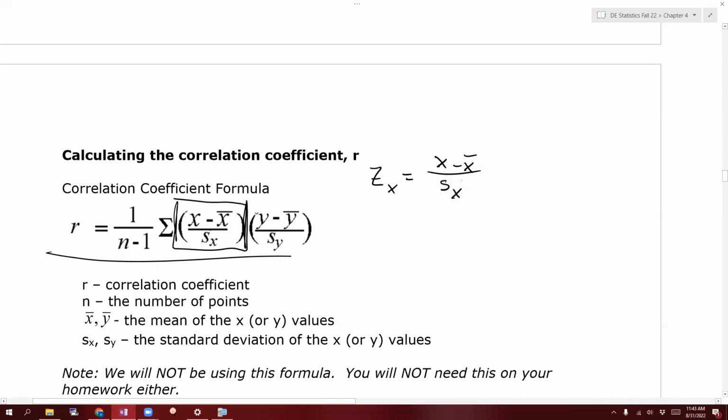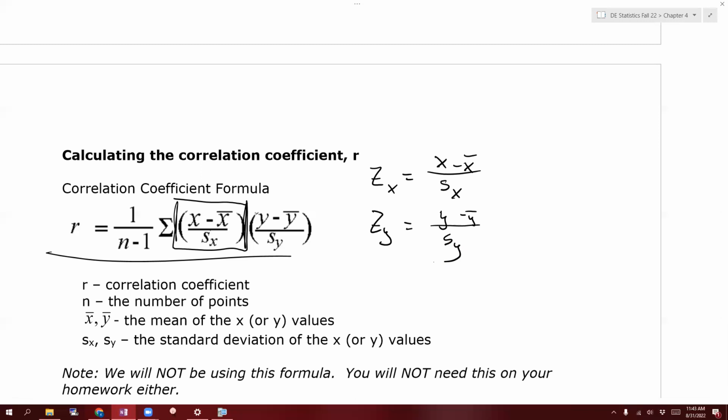Now, s sub x means the standard deviation of the x values. So we have z sub x, and then our y would be y minus y bar over standard deviation of the y's. So we find the z-score of the x's, we find the z-score of the y's, and then we multiply those two values together. So those are the first 2 components, z-score.